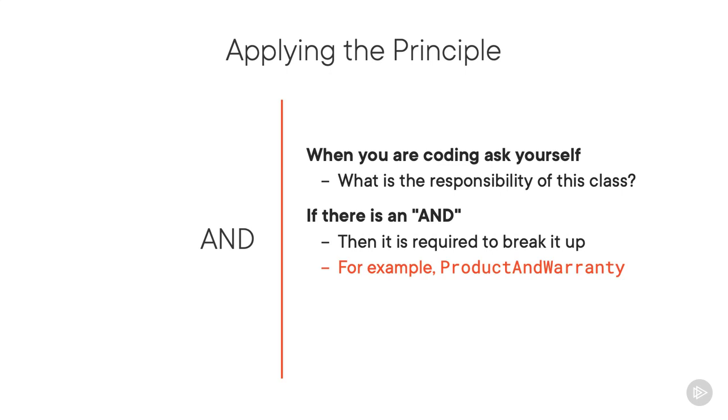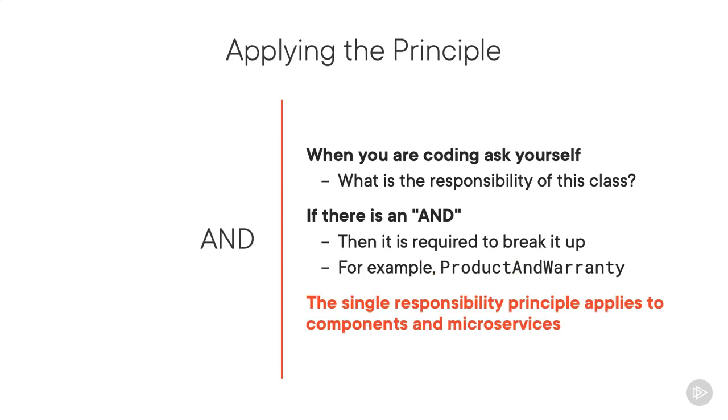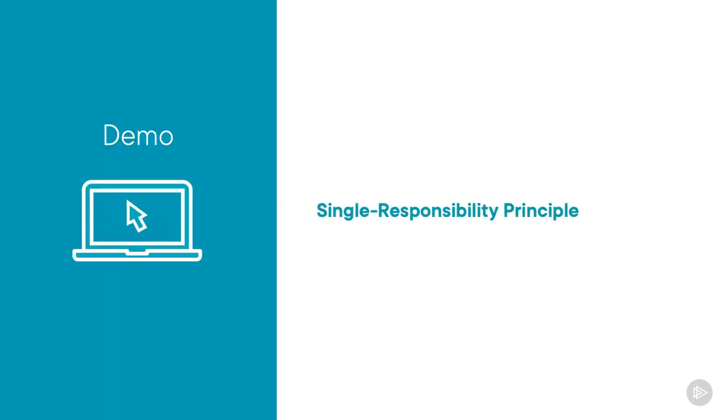For example, in a product class, if it's called product and warranty, maybe you need to break up the class because it's representing two things. It has two responsibilities. Aside from classes, the single responsibility principle applies to components and microservices. Let me show you with a demo.